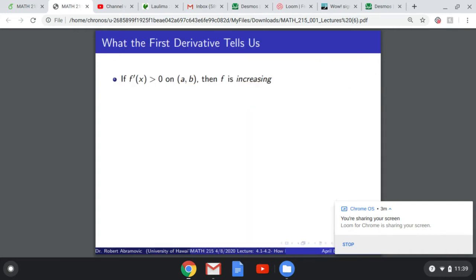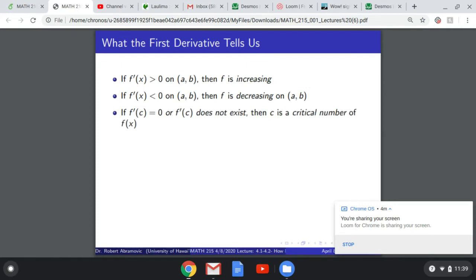Here's what the first derivative tells us. If f prime of x is larger than 0 on the interval from a to b, that means f is increasing. If f prime is less than 0 on a to b, f is decreasing. This should have said f is increasing on the interval from a to b. If f prime of c is 0, or f prime of c does not exist, c is called a critical number.